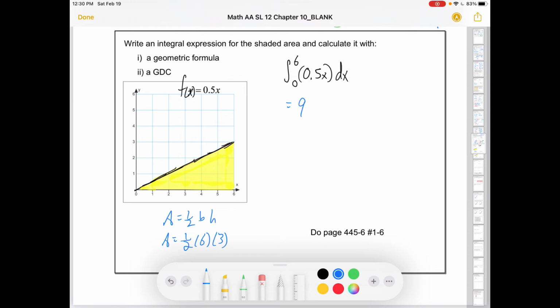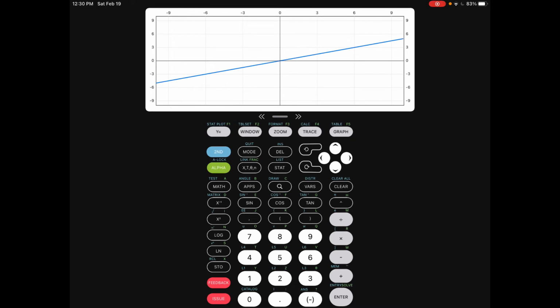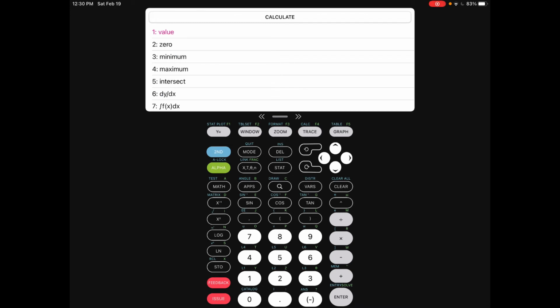We're also going to learn how to do this on the GDC, though. So I'll use an emulator, and I'm going to type in the function and hit graph. There it is. It's got different window settings. I probably don't really want to see those negatives, but it doesn't really matter. And I'm going to press second trace, the same place that we get intersect and we get tangent slope. And if you go downwards, you can see one of these options is an integral.